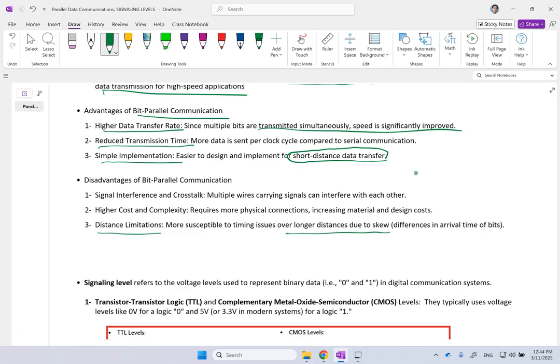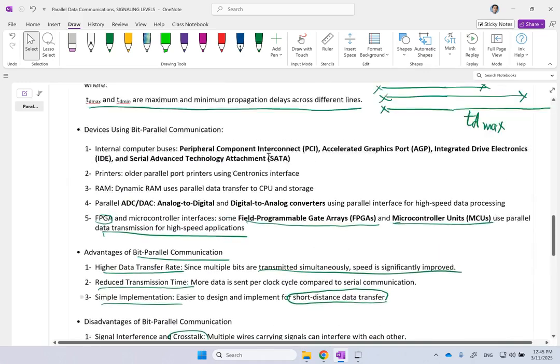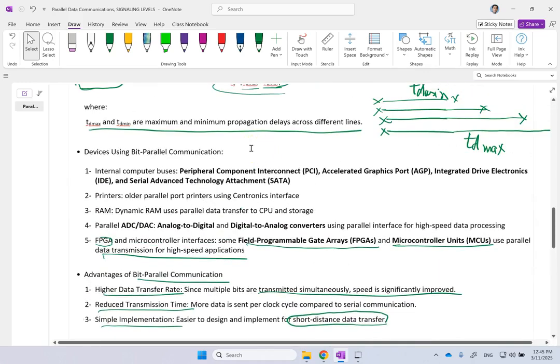Now, because they have more physical connections, they have a little bit higher cost and complexity. Now, mostly cost, really. And of course, the other thing is called signal interference and crosstalk, because you have several wires next to each other carrying signals. Their magnetic fields can interfere with each other. So you have to make sure that these signals are not affected by the neighboring signals, okay? So you have to pay attention to that part. But these are basic advantages, disadvantages of parallel processing.